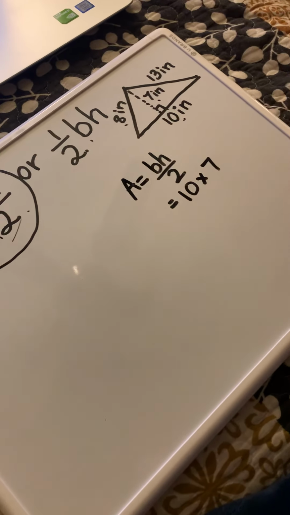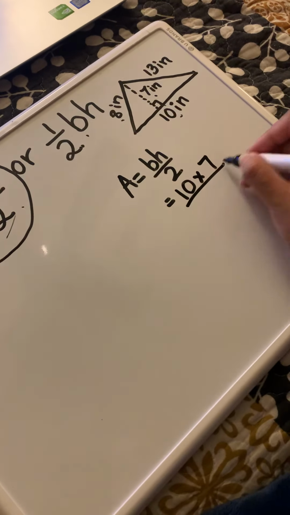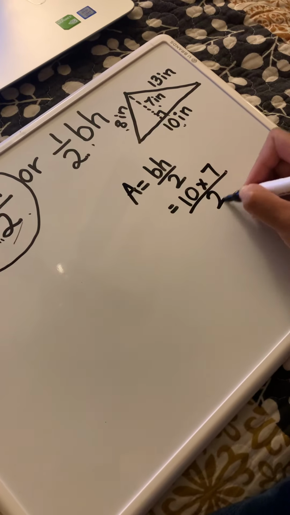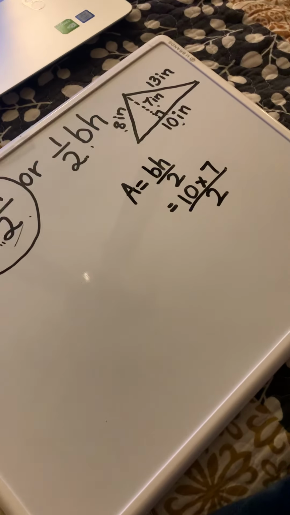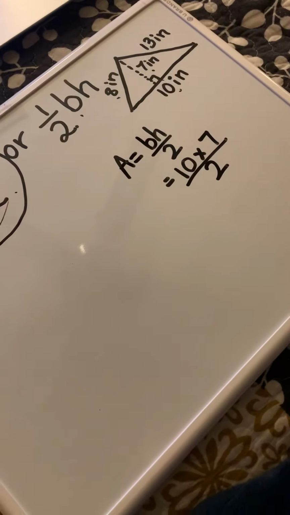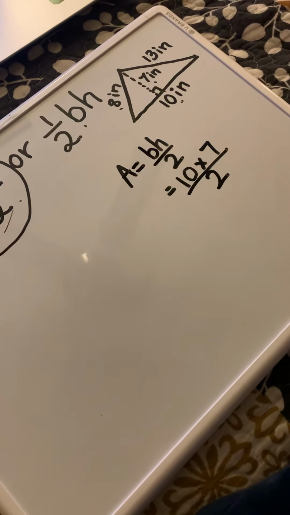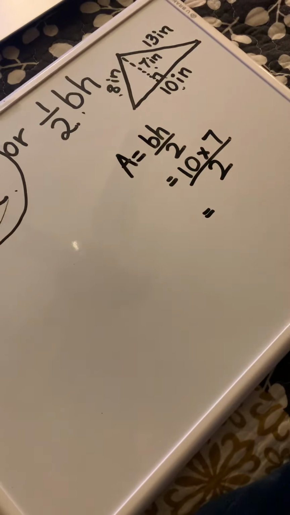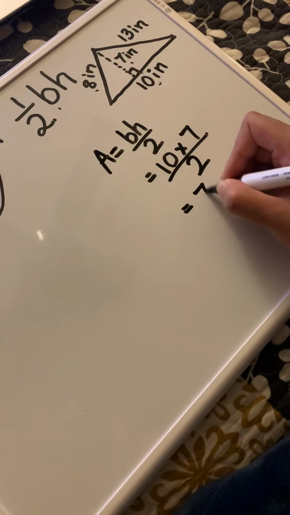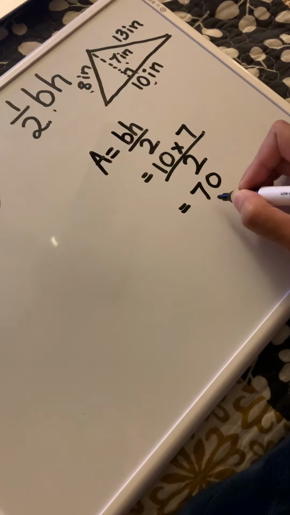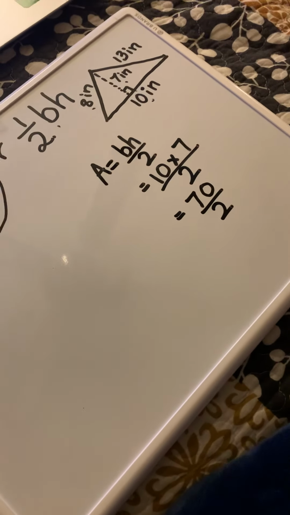Now you might think, what am I going to do with 8 and 13? Do I need to apply that somewhere into the formula? Absolutely not. Sometimes they give you extra information to kind of throw you off, so just ignore that. Only focus on what you need. Now I'm going to work one step at a time. 10 times 7 is 70. Divide that by 2. Please don't forget to do that.